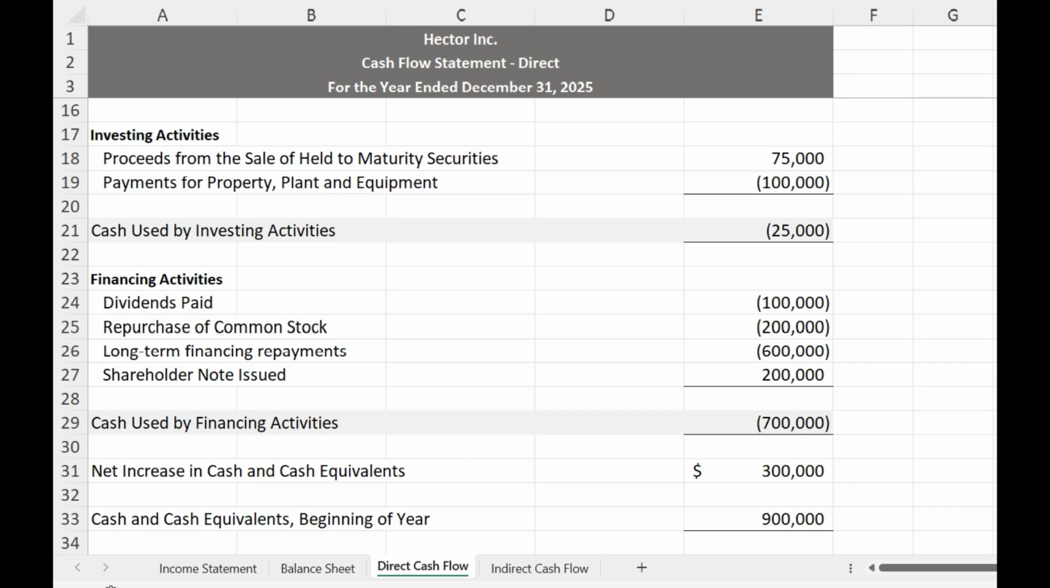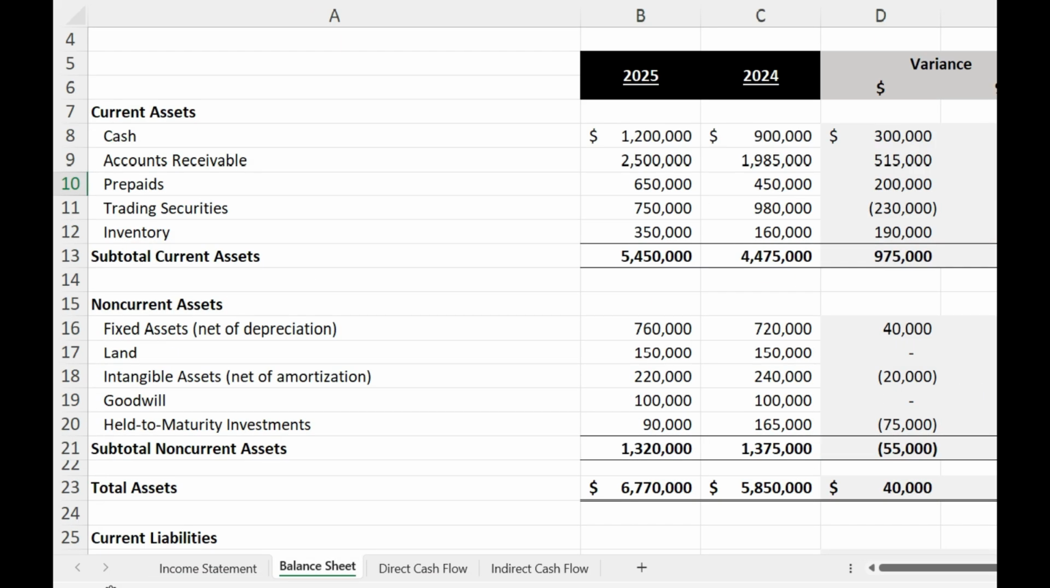First category is proceeds from a held to maturity investment that matured. And I got some cash related to that investment. In this situation, it's $75,000. There's no gain or loss related to this particular transaction, so I'm just going to grab the change in value of held to maturity investments on the balance sheet.